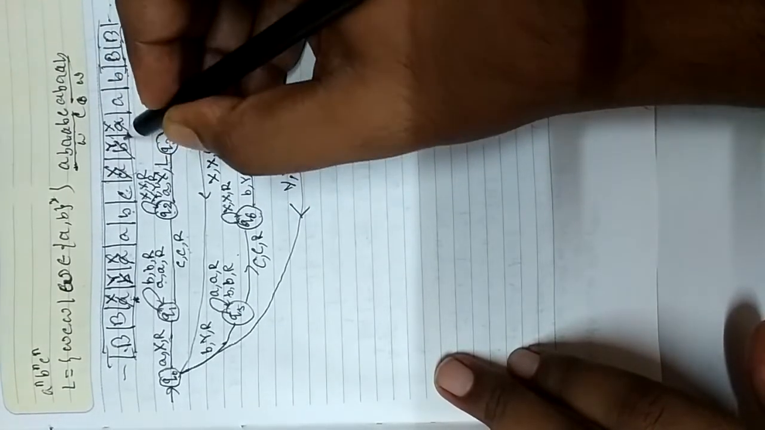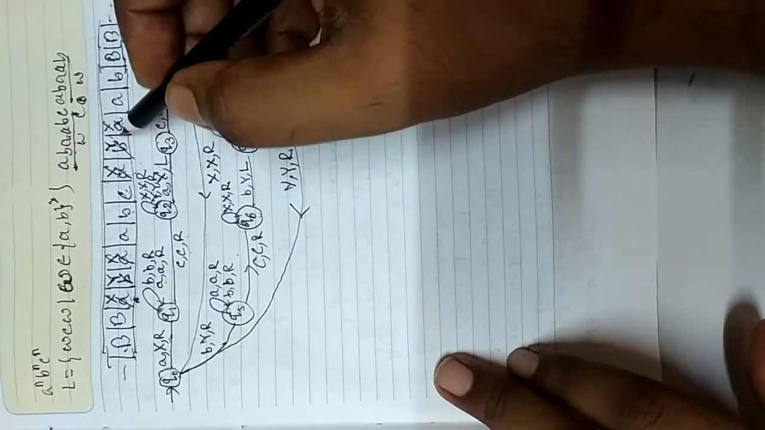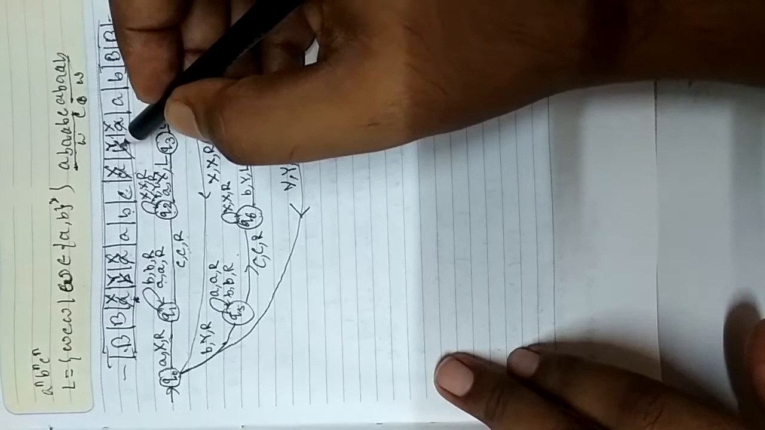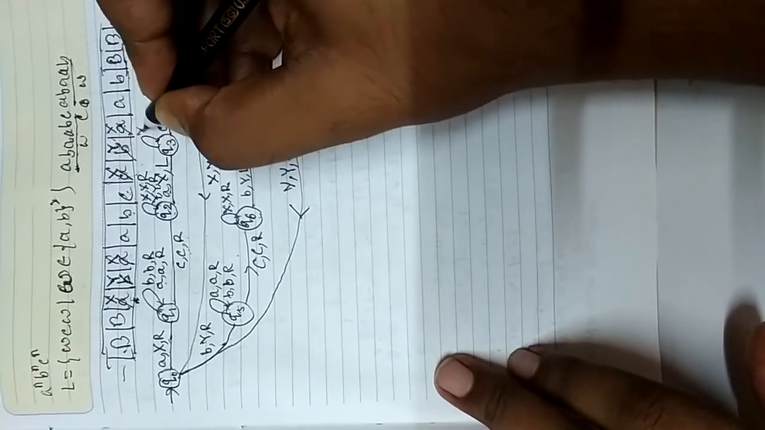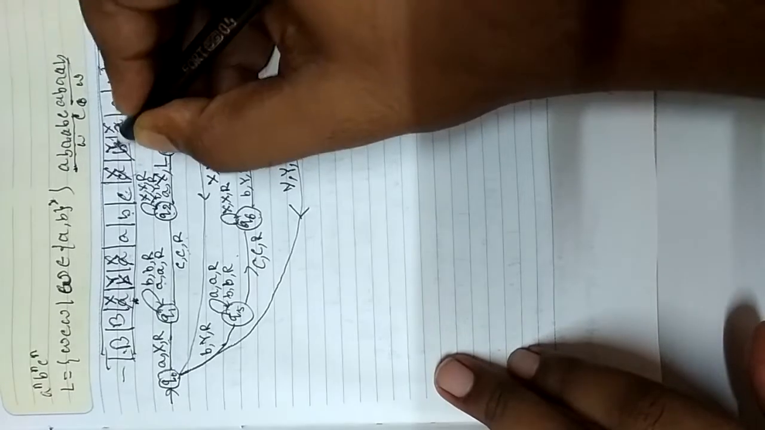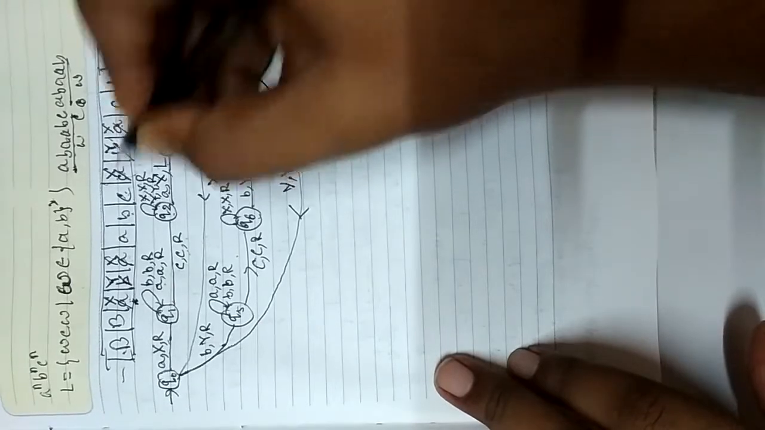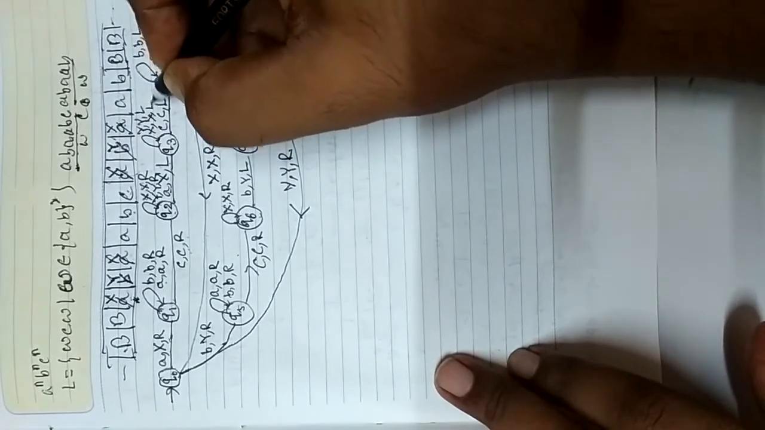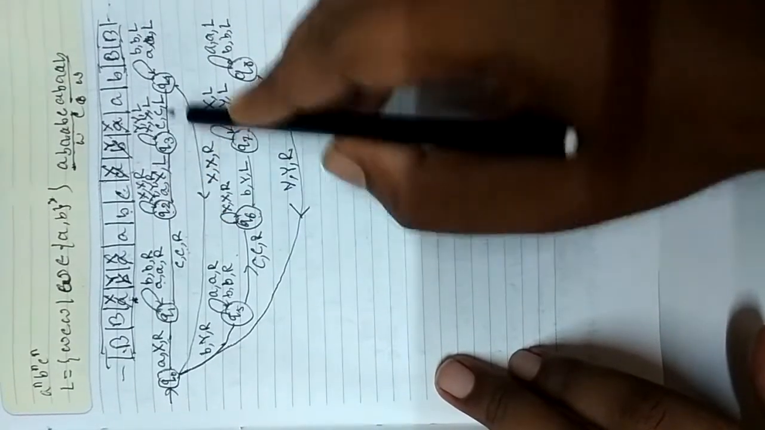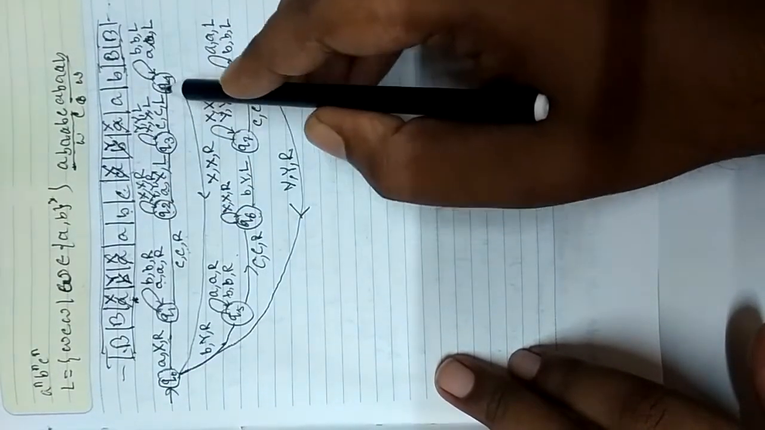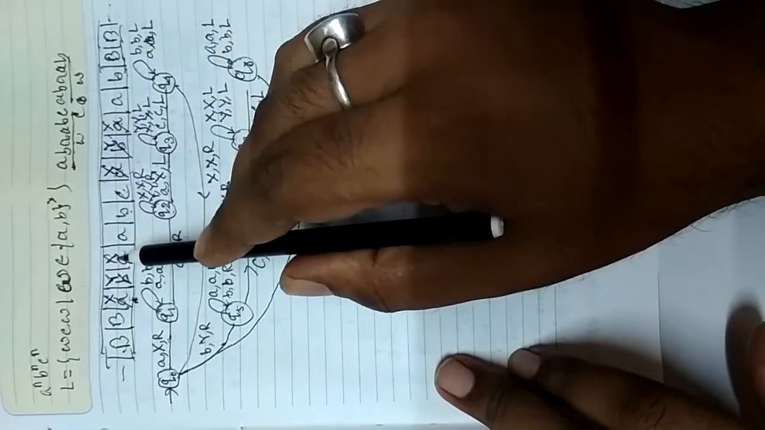While moving left, it will first encounter Y. So it will encounter Y, replace this Y by Y, move towards the left. Again it will encounter X, replace this X by X, move towards the left. Now it encounters C. It replaces C by C, moves towards the left. Then again B and A are encountered, and finally it encounters X.